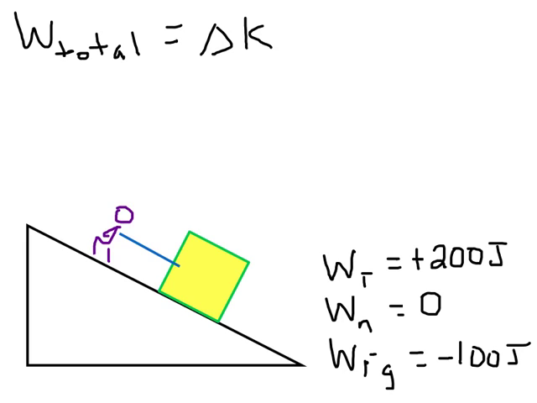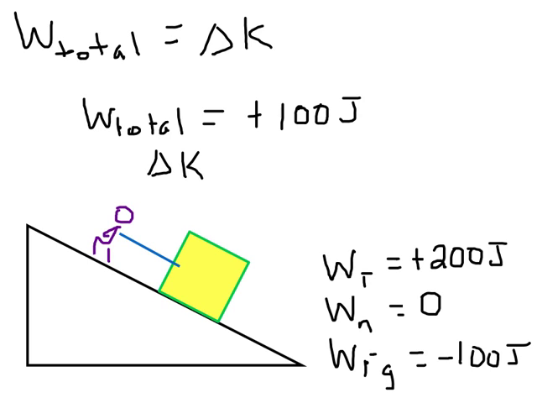So for this scenario, the total work done turns out to be a positive 100 joules, because we had a positive 200 plus 0 plus a negative 100. So the change in the kinetic energy here should be 100 joules. And I'd recommend that you think about calculating that for yourself. But on the next slide, I will go through how you can do that.